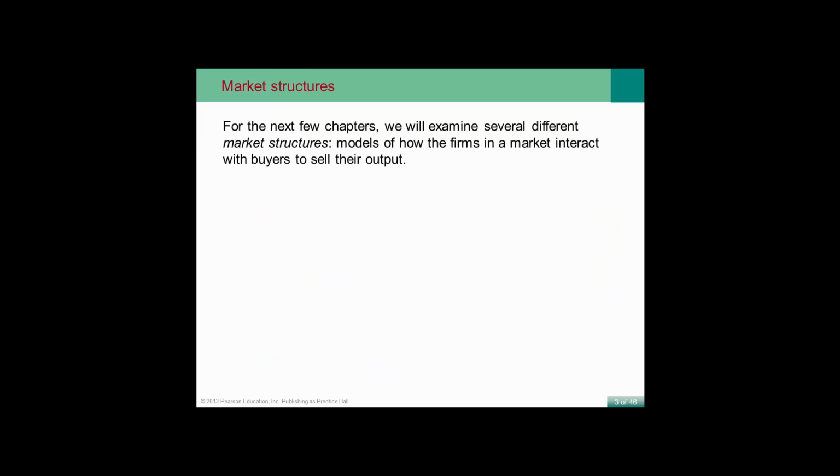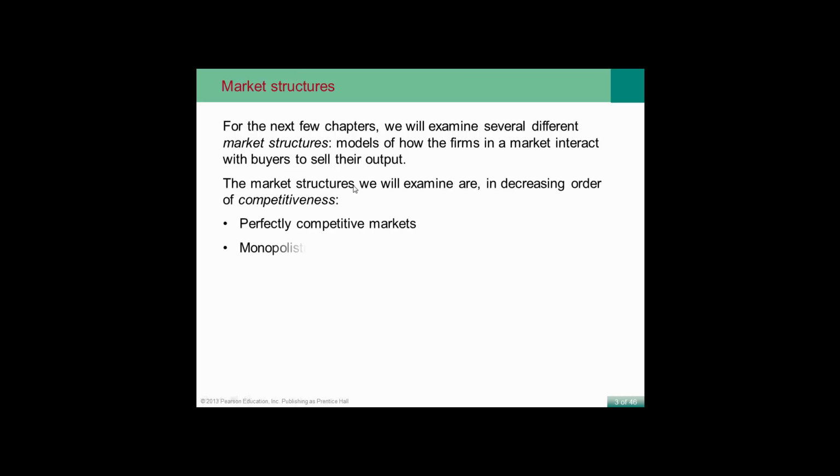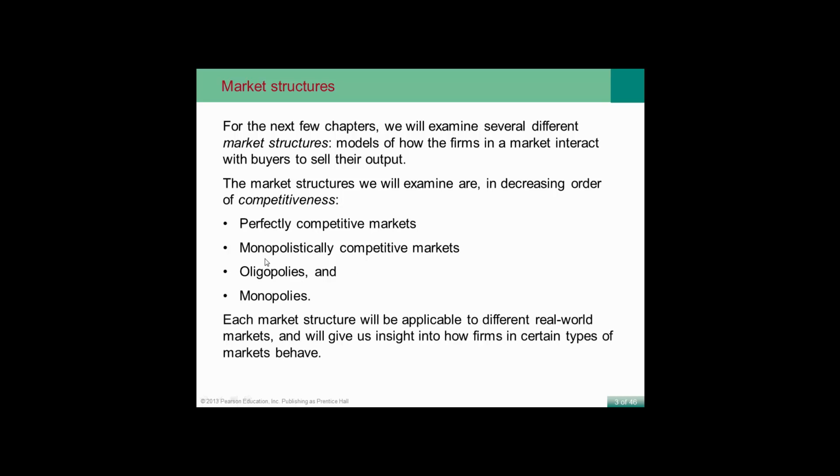and perfect competition and efficiency. In the next few chapters, we are going to examine several different market structures, models of how firms in a market interact with buyers to sell their output, which are goods and services. The market structures we will examine are in decreasing order of competitiveness. So we're going to start with perfectly competitive and then monopolistic competitive markets, oligopolies, and monopolies.